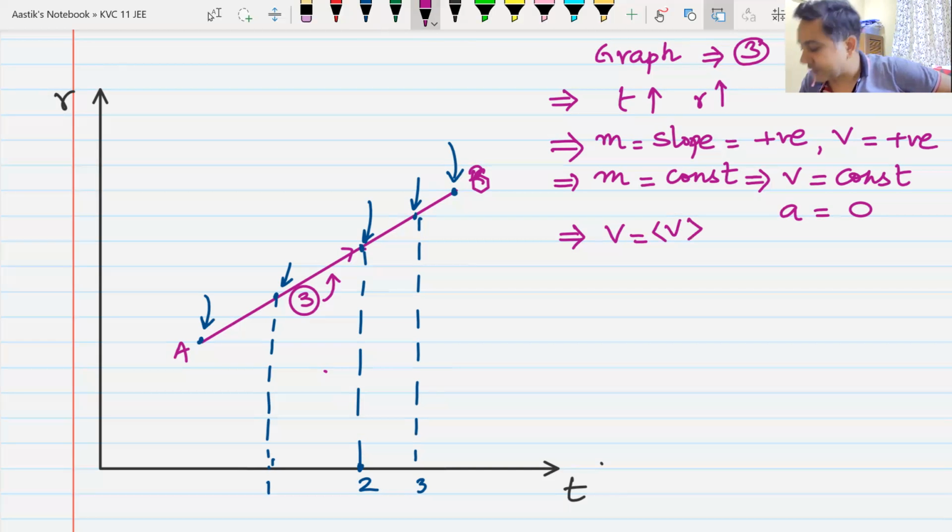Okay. This is graph number 3. I'll give you a minute to note it down. Note it down fast. There is nothing new here.